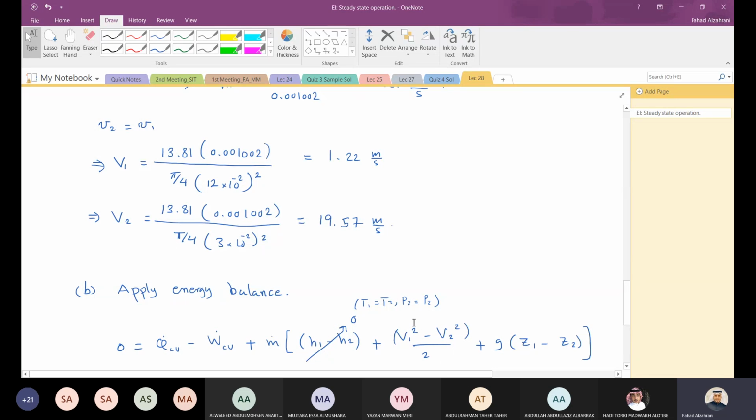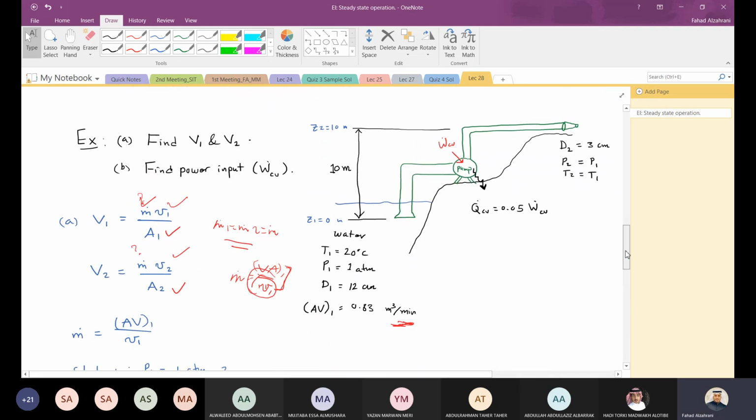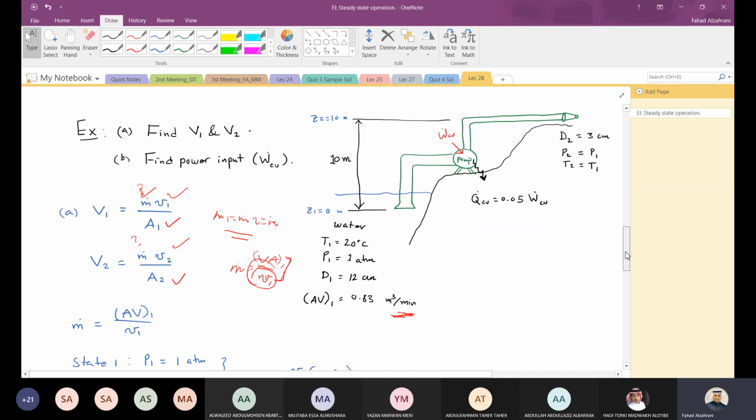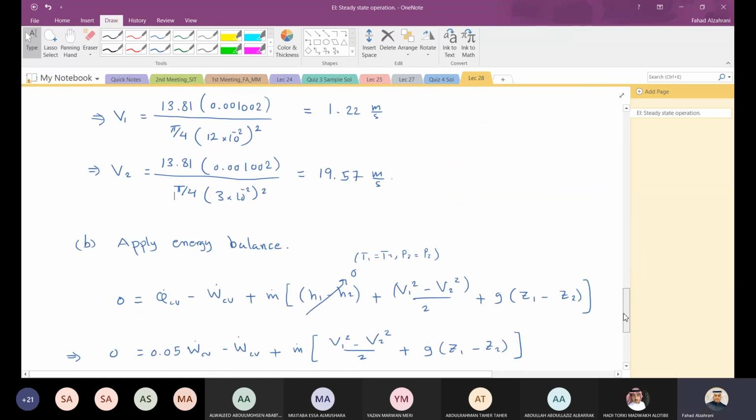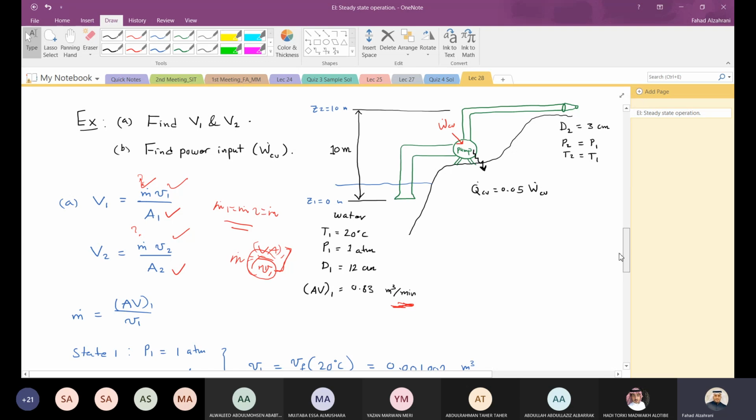Then you are left with the kinetic energy, which is the velocities I have calculated here, and the potential energy, ya shabab, which is important in this case because I have elevation here. So do not ignore the potential energy because you have elevation. Here you see there is significant elevation.